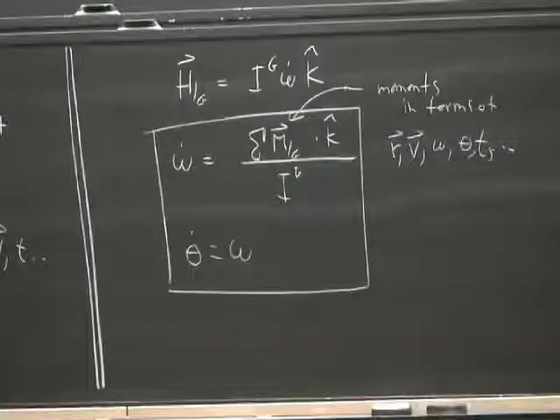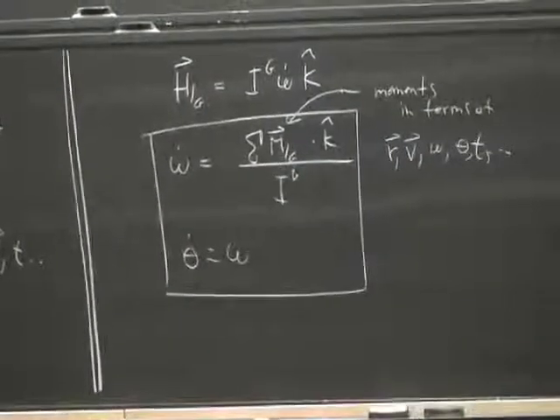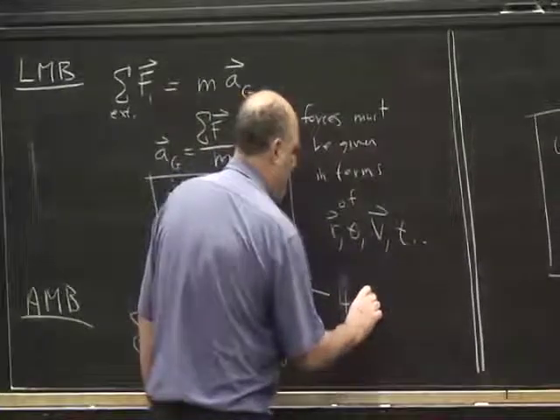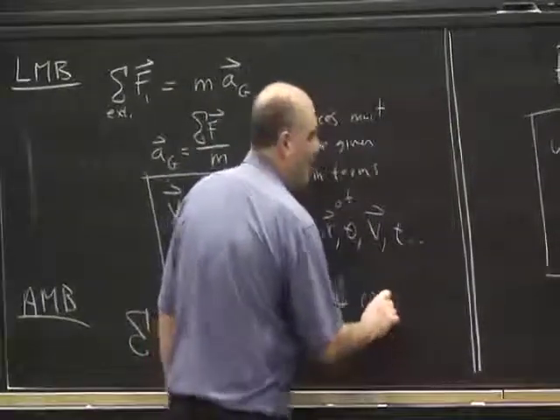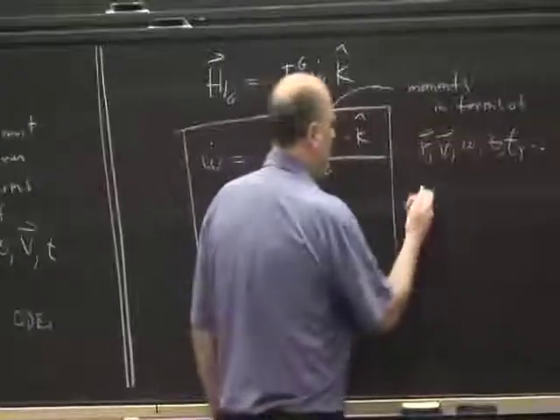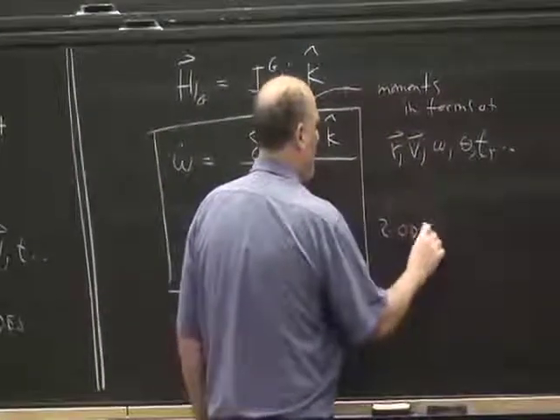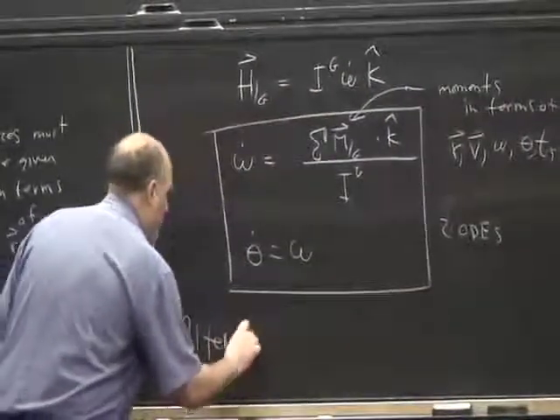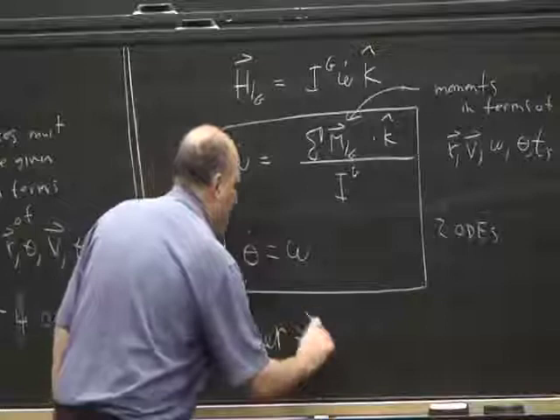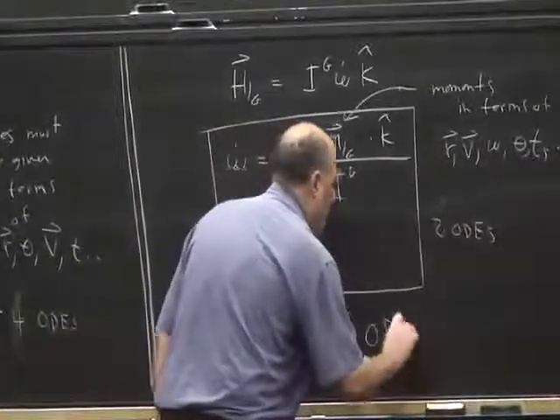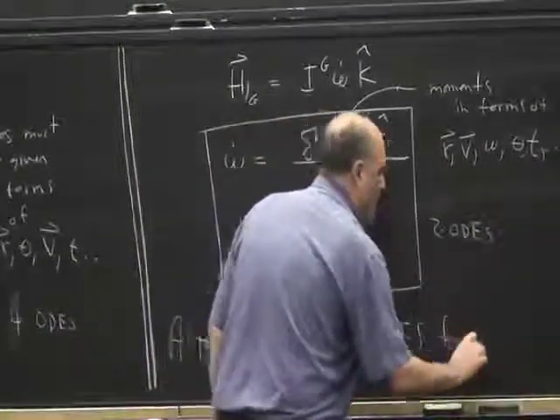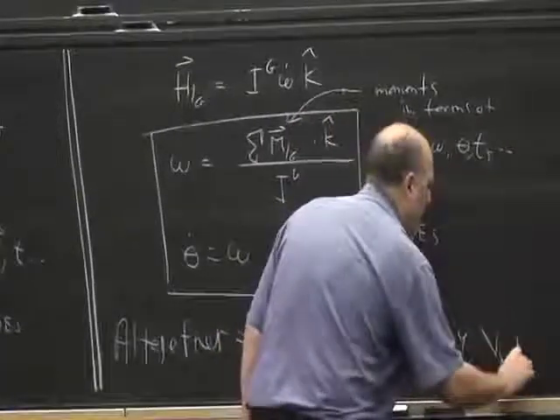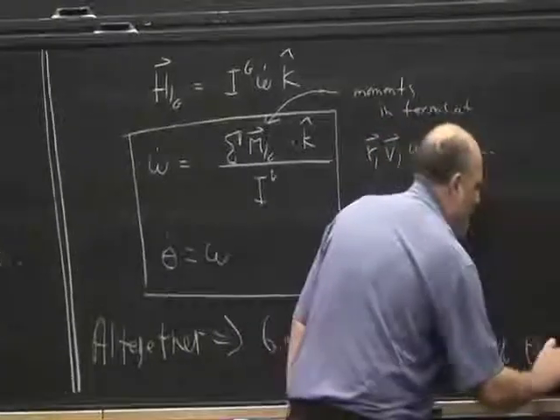And if we take this, how many scalar equations is this? This is 4 scalar equations. This is 4 ODEs. And this is 2 ODEs. So altogether, we get 6 ODEs for x, y, vx, vy, theta, and omega.